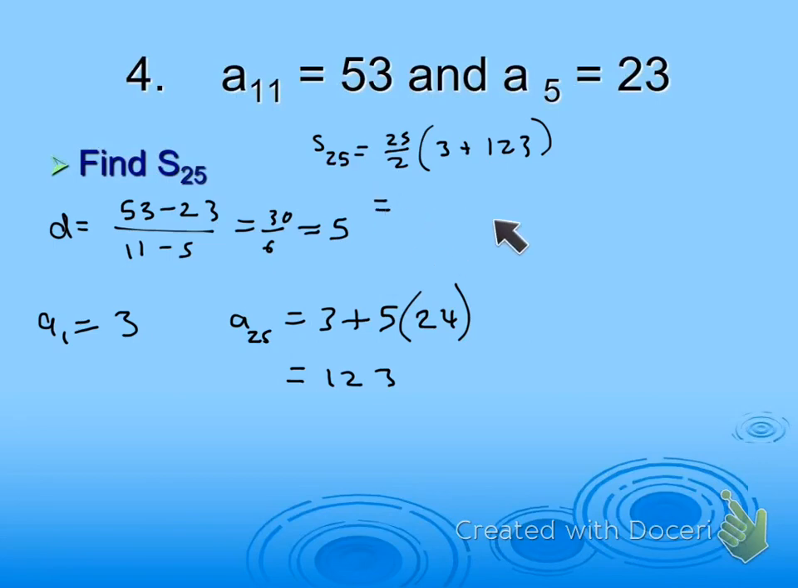The sum of the first 25 terms. Lexi, you have it already? Yeah. What do you have, hon? I got 1,575. 1,575? Yeah. Do I have an agreement out there? Yes? Good. Nice.